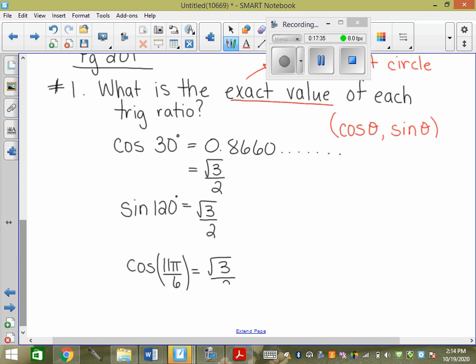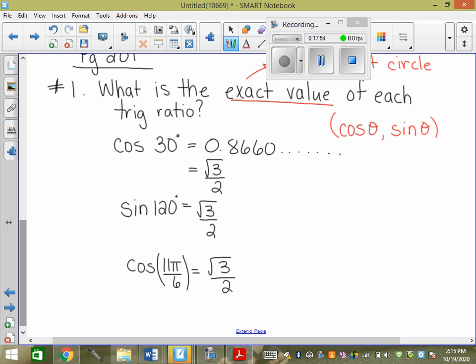Or we could go to 11 pi over 6 on the unit circle and take the x value, which is root 3 over 2, right? The unit circle helps me out. Yes? Okay. But you didn't realize that the unit circle also has secant and cosecant on it. Did you know that?